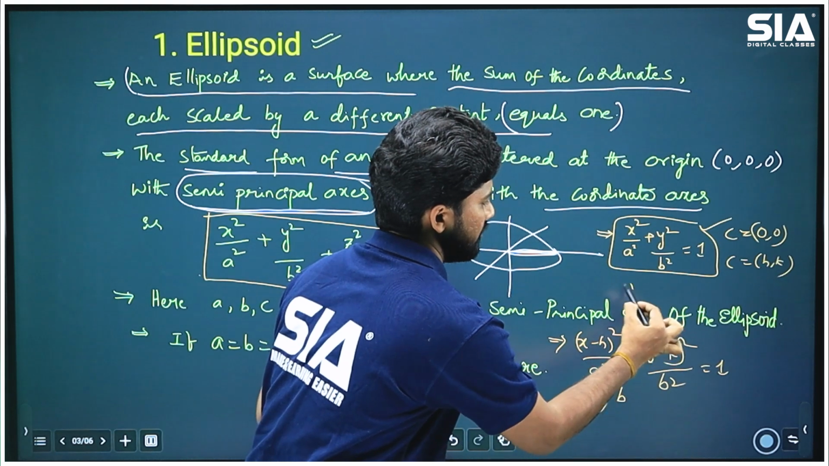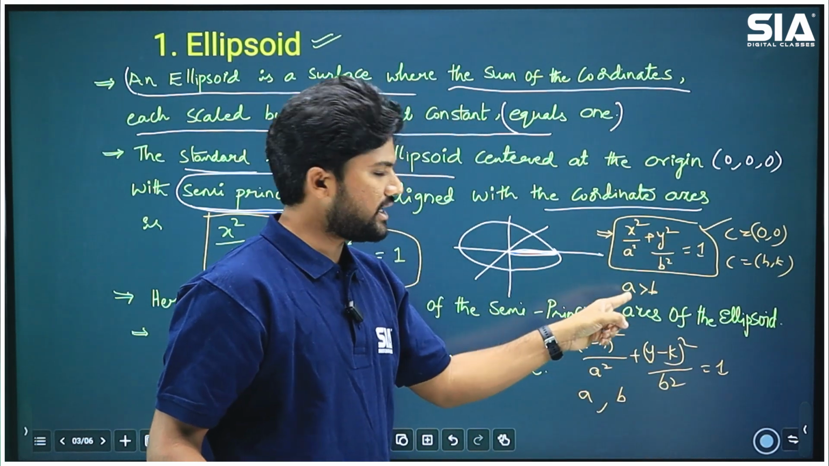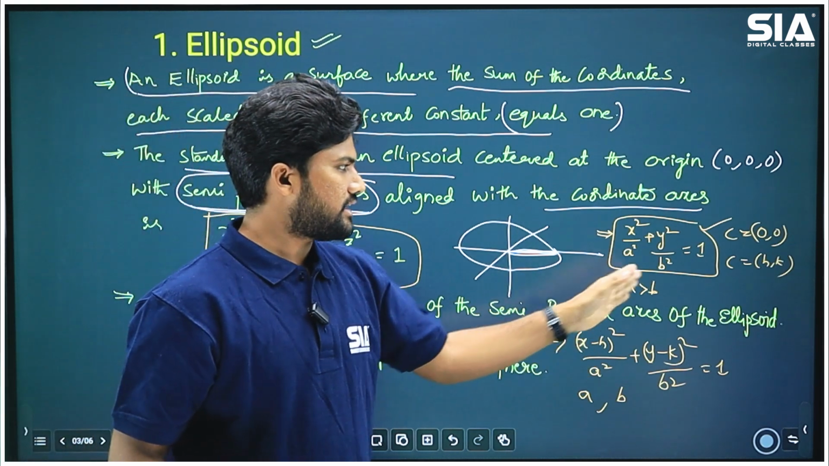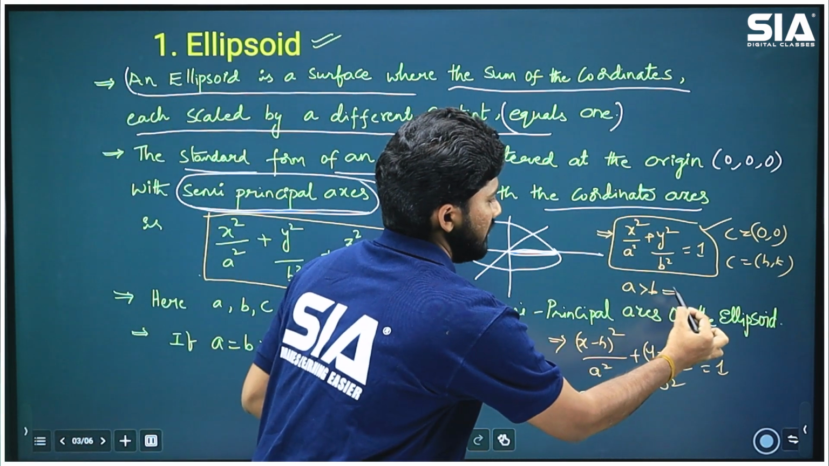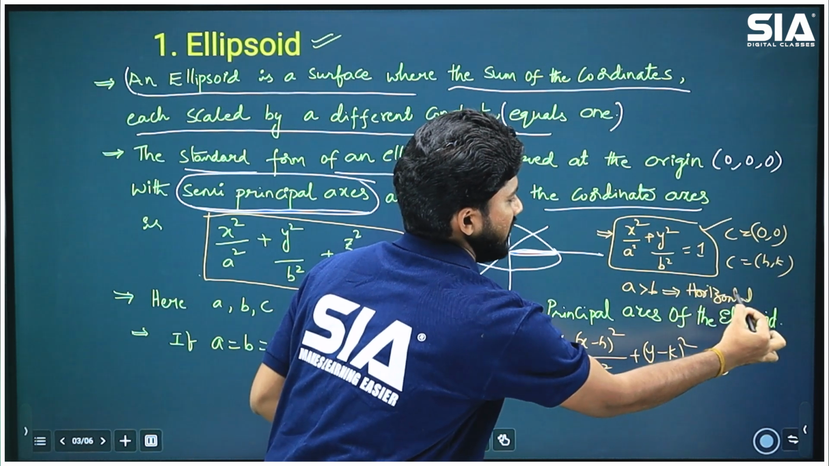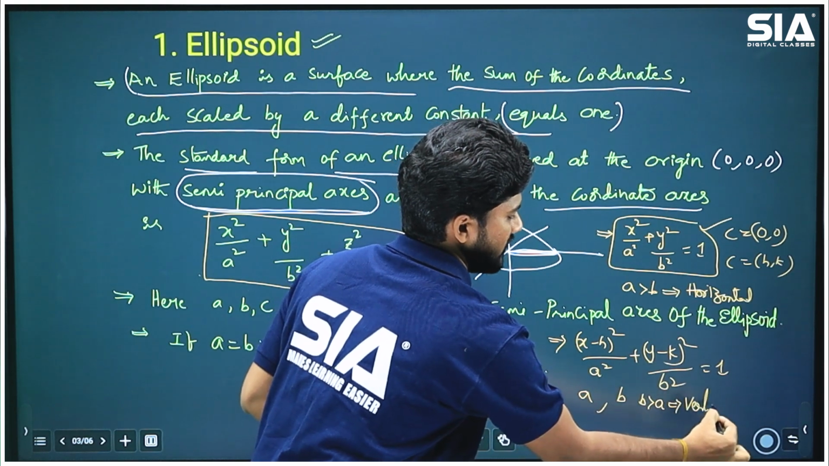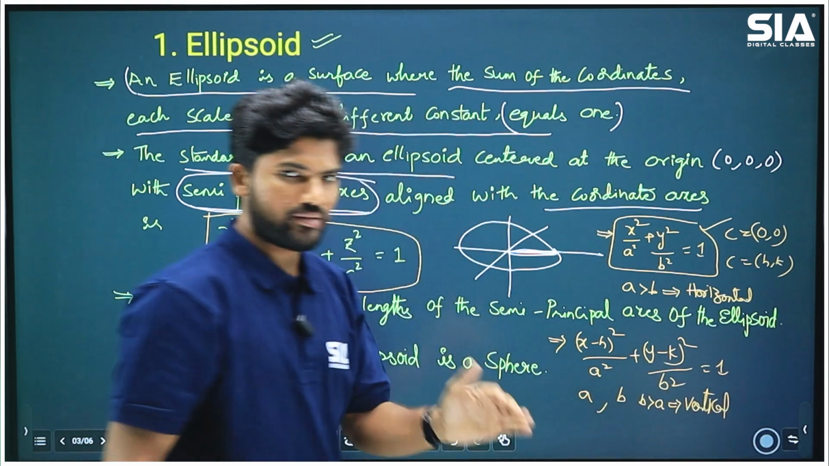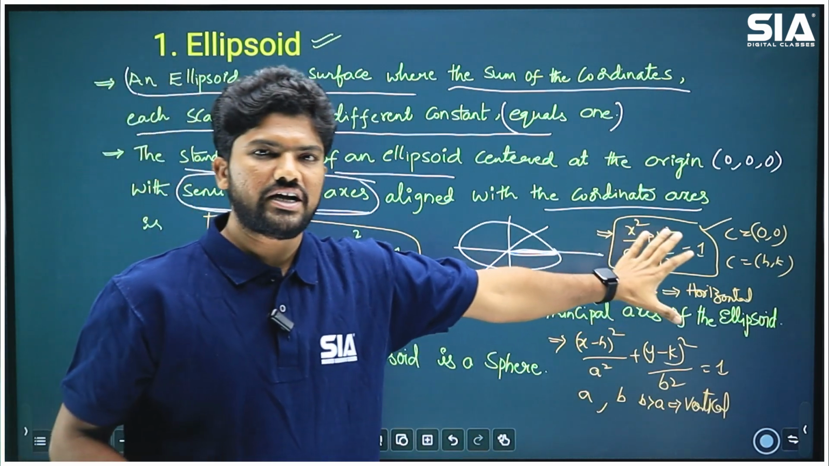If a is greater than b, then you will get this equation. If b is greater than a, then you will get that same form of equation. But when a is greater than b, the ellipse is horizontal. And if b is greater than a, then the ellipse is vertical. All these things we learned from intermediate mathematics, from coordinate geometry. This is a continuation of that topic.